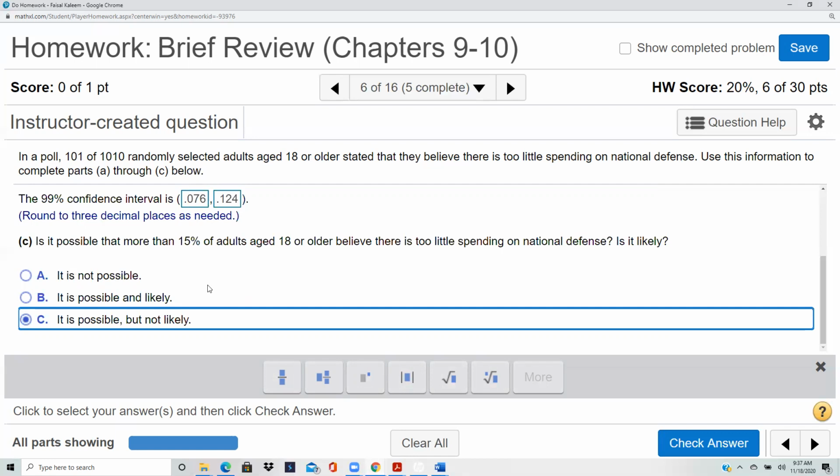When it's in between the 7 and the 12, then of course it's possible and likely, because it's falling in between. And then when do we choose A?